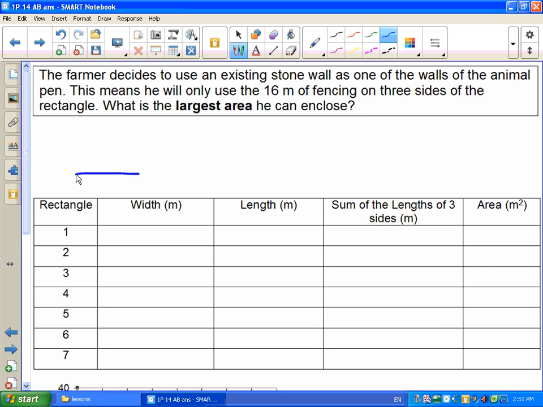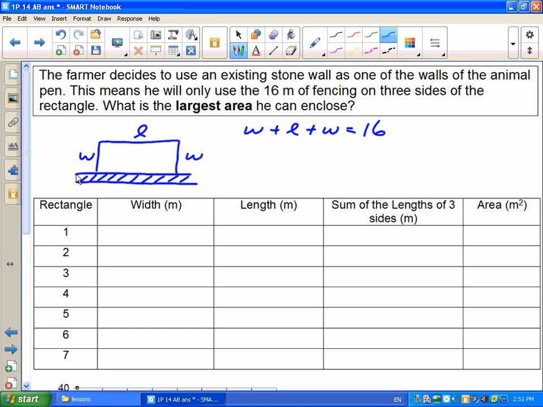So what we've got is a thick stone wall that is already in place, and he wants to build 3 sides of a rectangle right next to it. So he's going to have one width, another width, and then a length across the top. So these 3 sides, width plus length plus width, have to add up to that 16 meters of fencing. So this column right here, where we've got the sum of the lengths of 3 of those sides, is going to be 16 every time, because we've got 16 meters of fencing.